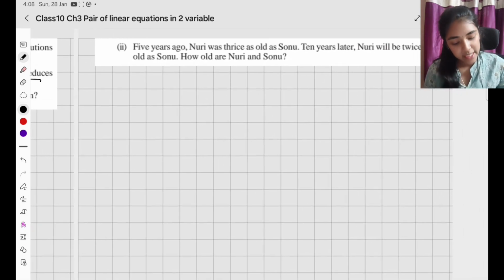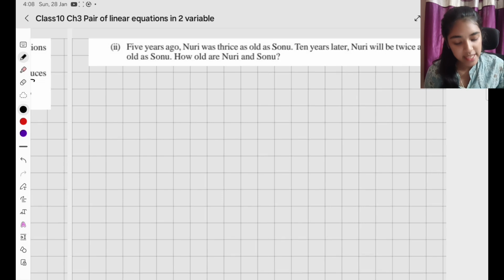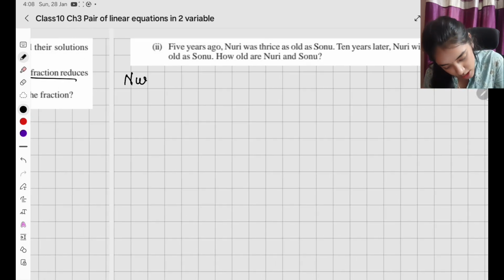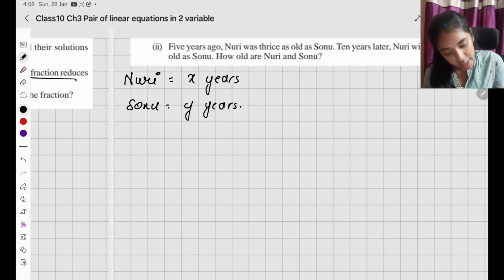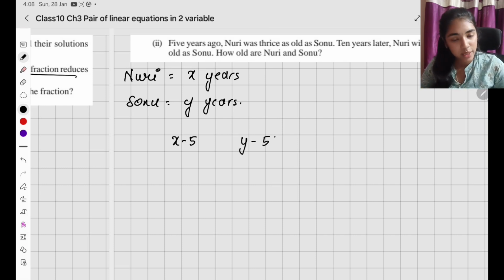Question number 2. We have put many questions like this. 5 years ago Noori was thrice as old as Sonu. So first, Noori is going to be x years old and Sonu is going to be y years old. Now what does 5 years ago mean? x minus 5 and y minus 5. Correct? For both of them, 5 years ago they'll be 5 years lesser. Now if you're 20 years old, 5 years ago you were 15 years old. So you have to do x minus 5 and y minus 5.